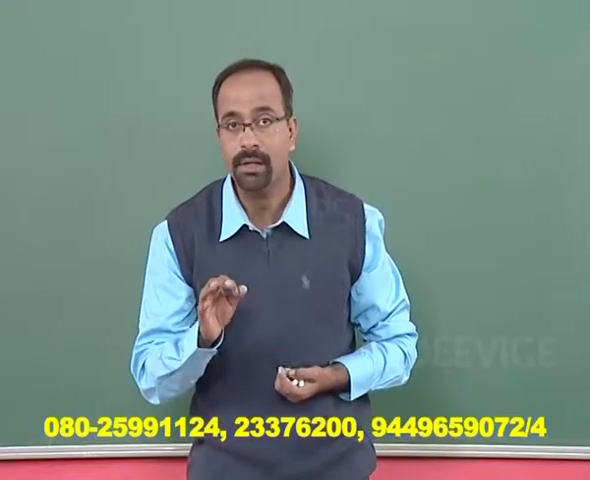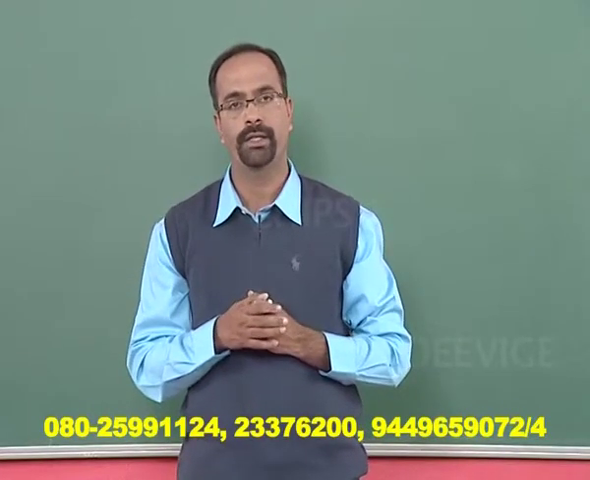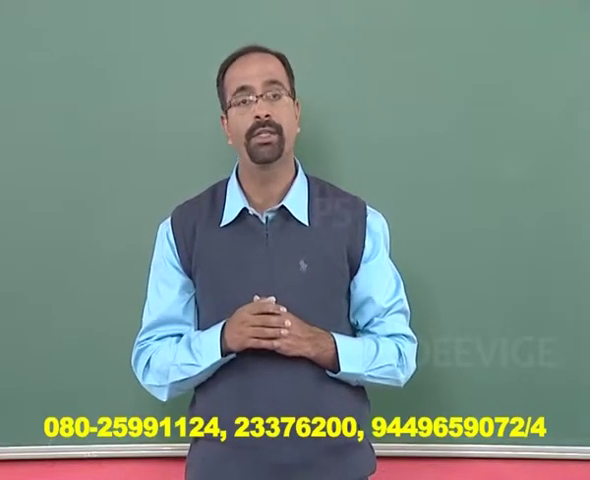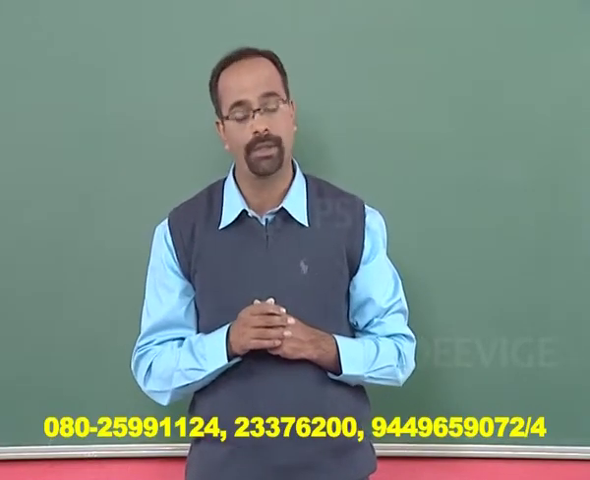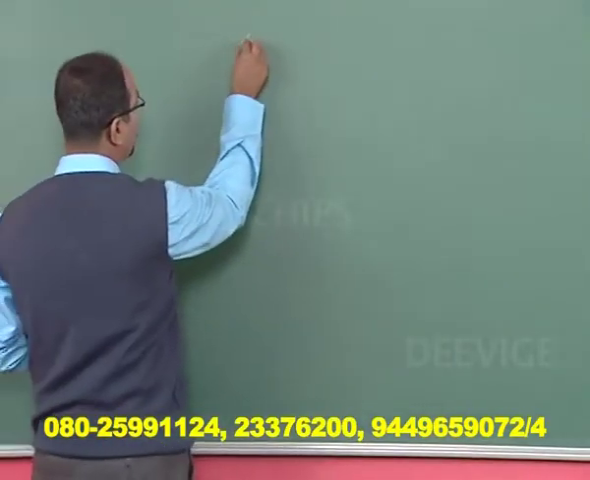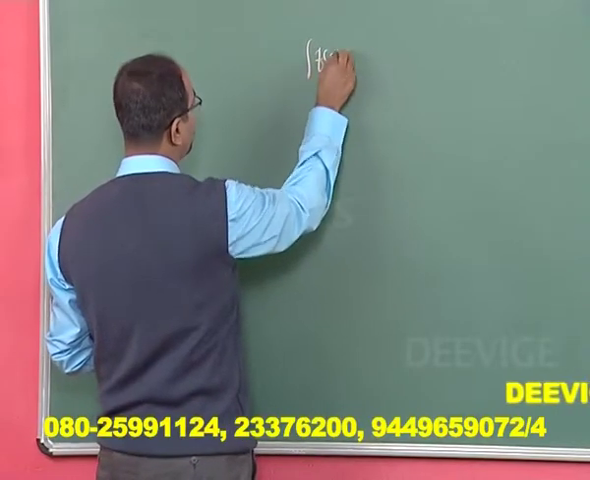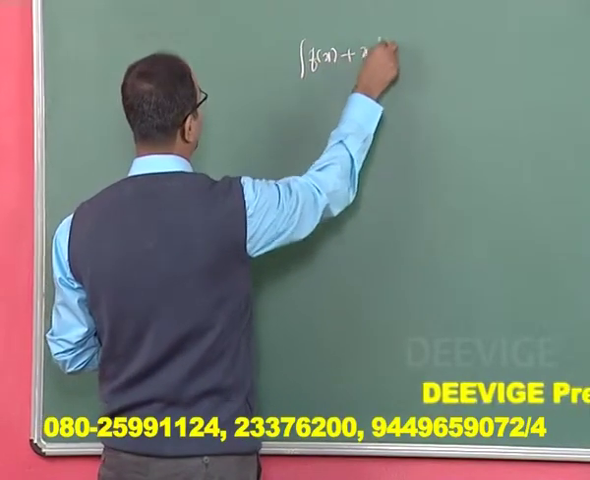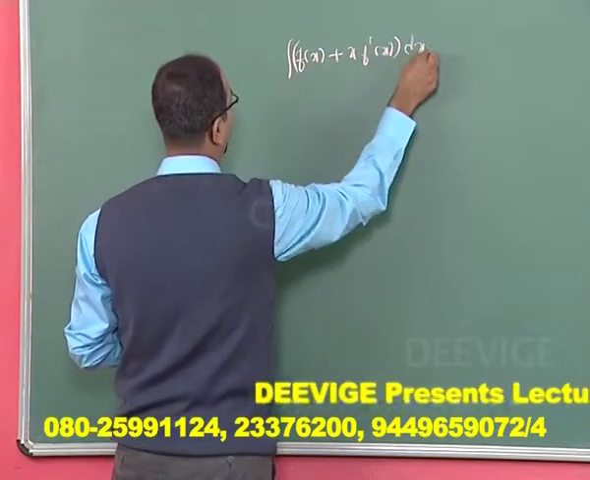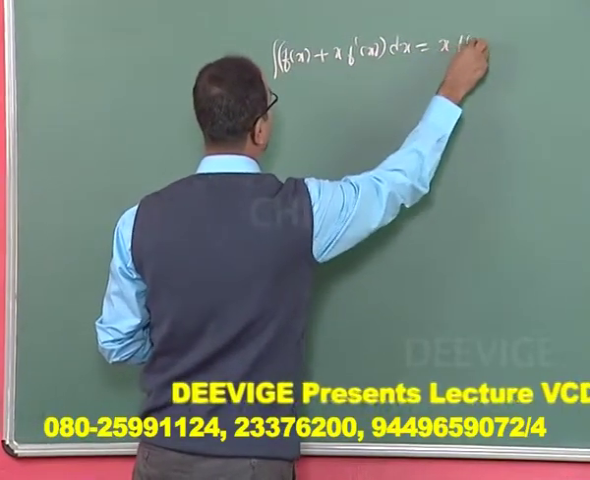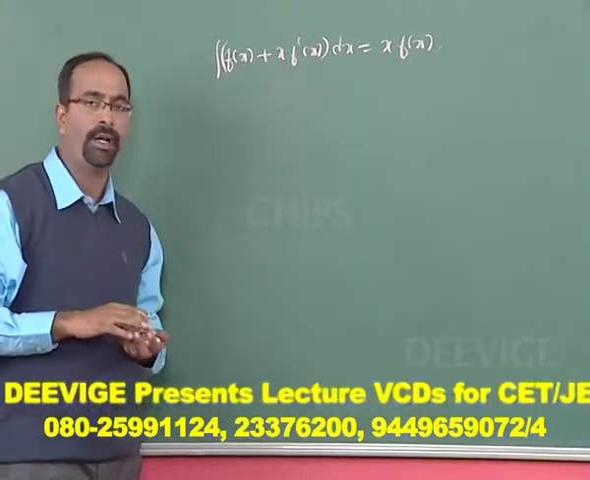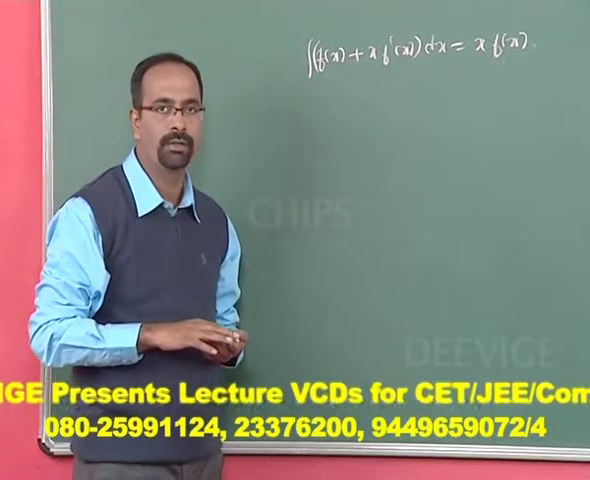One of the less known properties of definite integral is: integral of x into f dash of x plus f of x is always equal to x into f of x. That is, integral of f of x plus x into f dash of x, with respect to x, is always given as x into f of x. One of the very important properties, but not mentioned in many of the books.